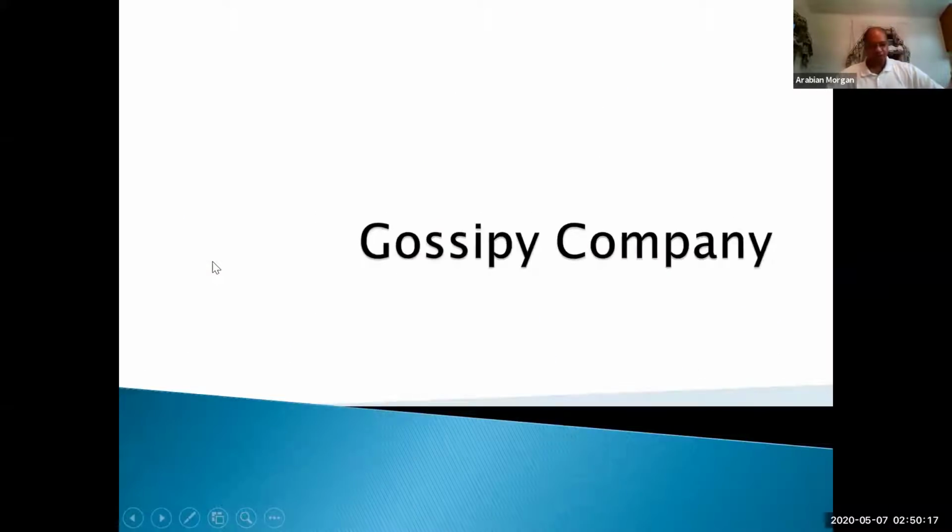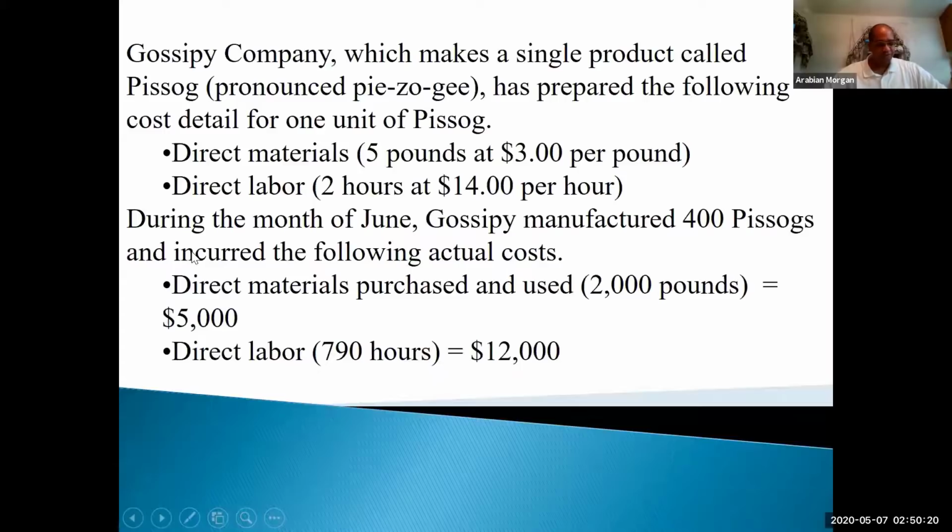All right, page 425. We've got Gossipy Company. They make a single product called Paizoji. That's a nice little pronunciation key there for you. They make Paizojis, and they've prepared the following cost detail for 1 unit of Paizoji.